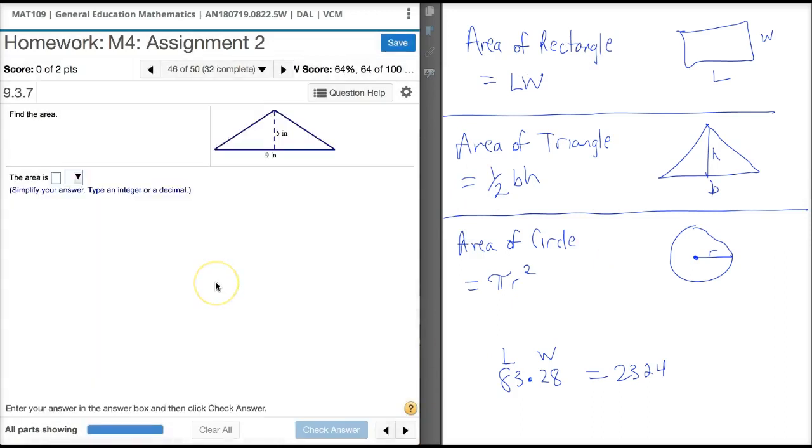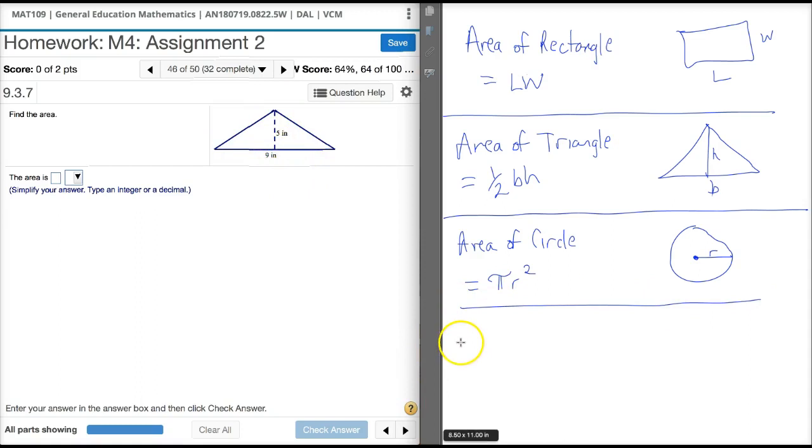For number 46, we're asked to find the area of this triangle. With triangles, we need to know the base and the height of the triangle. So the base is here, the height is there. We show that the base of this triangle is 9 inches, the height is 5. So the area of our triangle is 1/2 times the base, which is 9, times the height, which is 5.